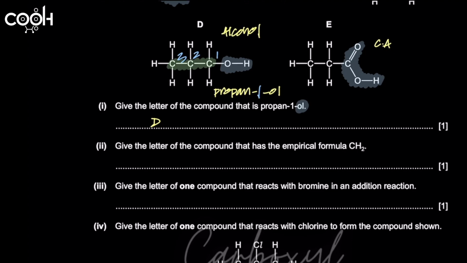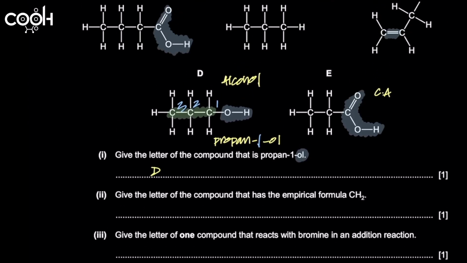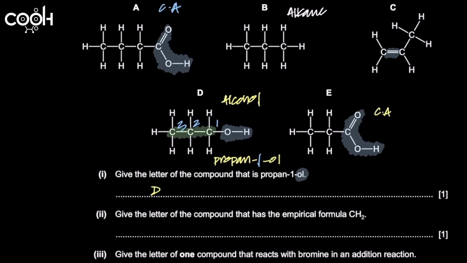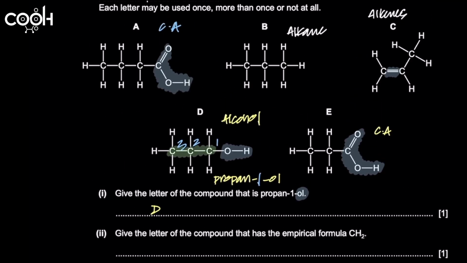Now it says give the letter of the compound that has an empirical formula of CH2. Now again, what you could do is write the molecular formula of each compound and then look for the simplest whole number ratio, which would give you the empirical formula. But if you are smart, you would know that if CH2 is the empirical formula, it means it has no oxygen atoms whatsoever. So it can't be A, it can't be D, it can't be E. The only two options that you're left with are B or C.